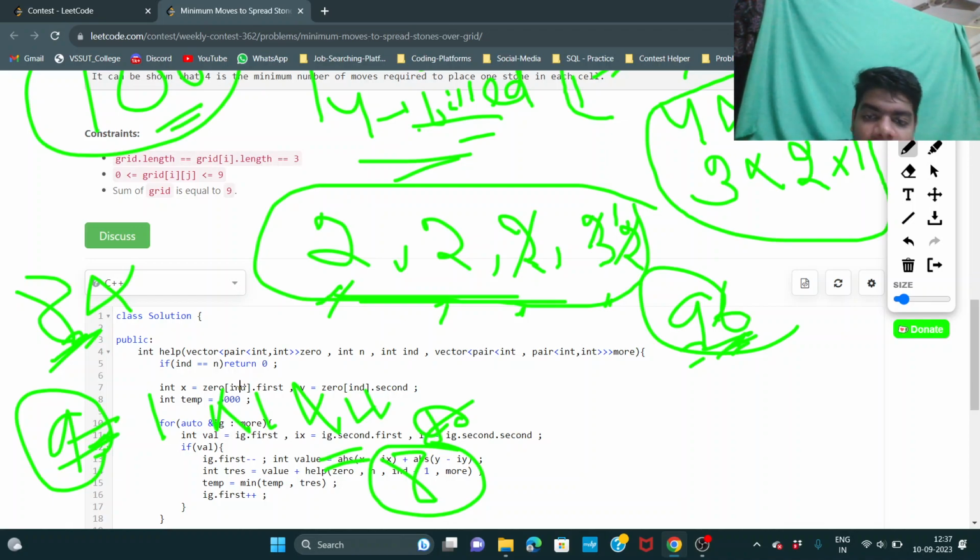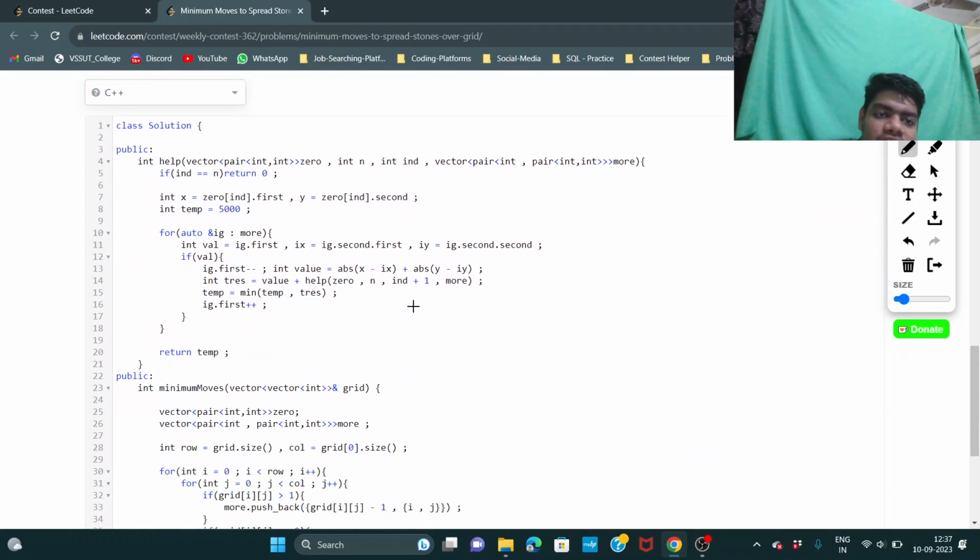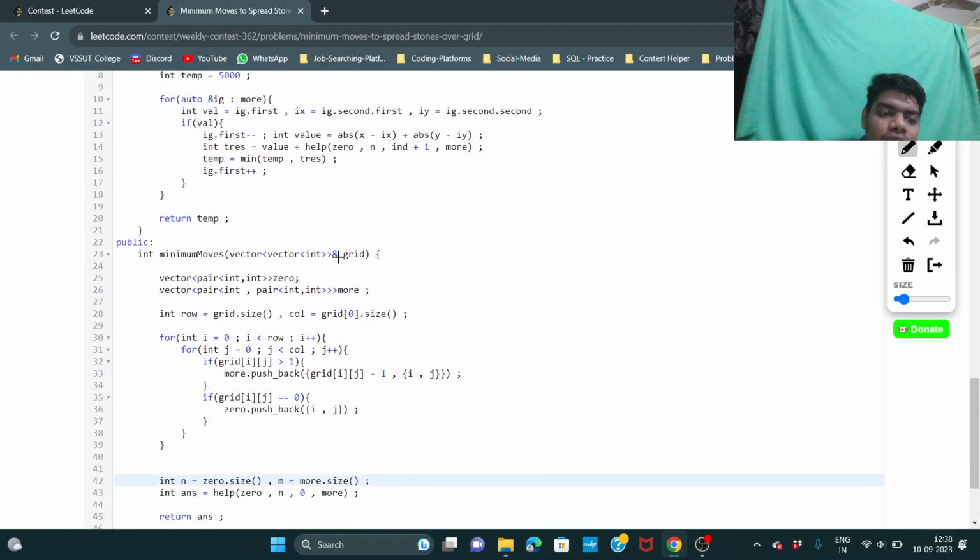Are you guys getting my point or not? So this is the thing. You can run the brute force solution. This is kind of finding all permutations. If you have solved the problem of finding all permutations, this is kind of the same problem. So let's discuss the solution that I did.